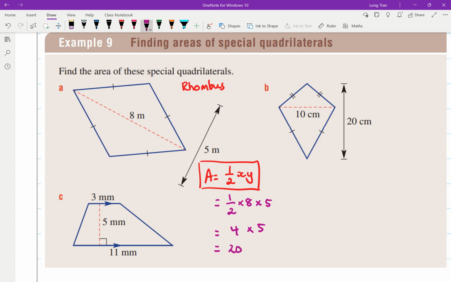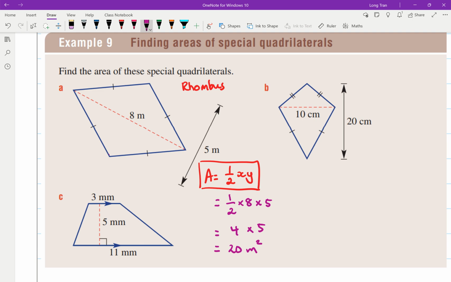Very good. Do you write your answer just 20? No. Meters. 20 meters squared. Good, but the proper way to read it is squared meters. 20 squared meters is the correct way. Don't say meters squared. No one understands in the real world. Okay? So 20 squared meters is the correct answer for A.